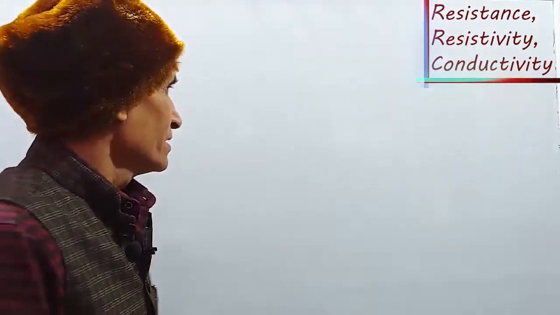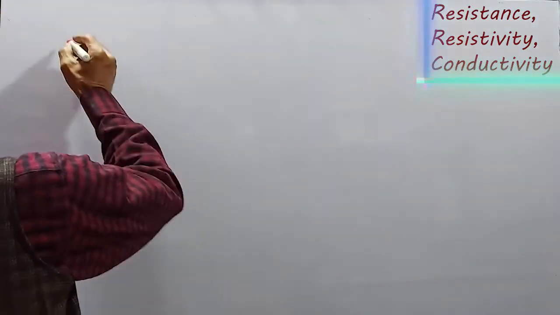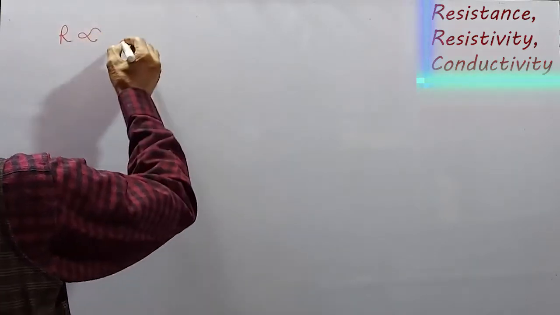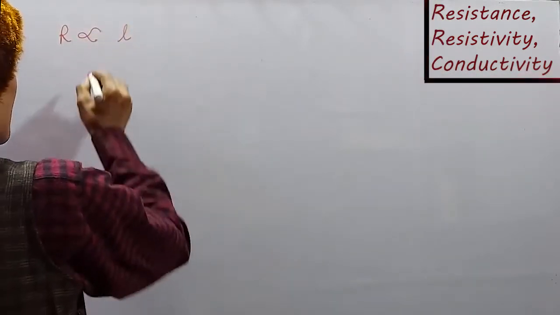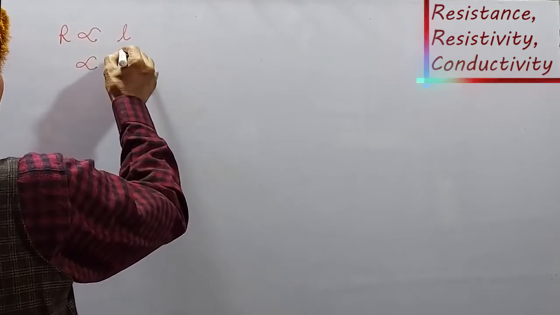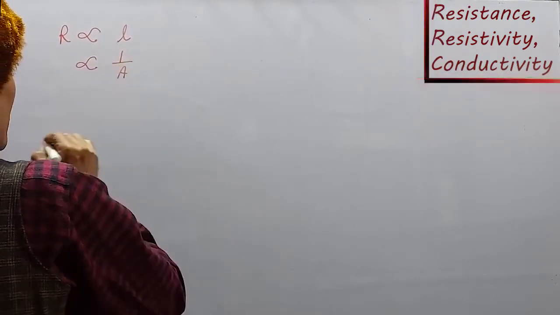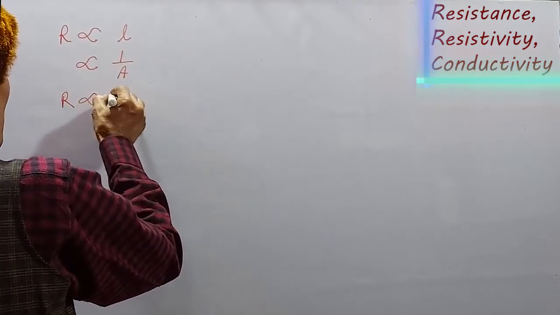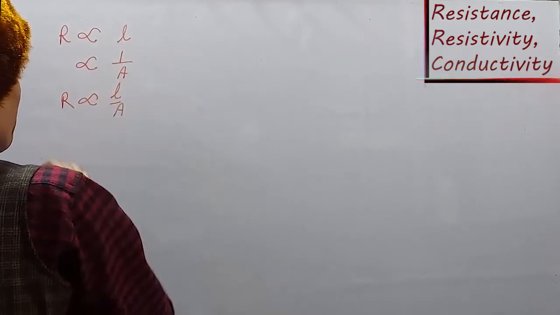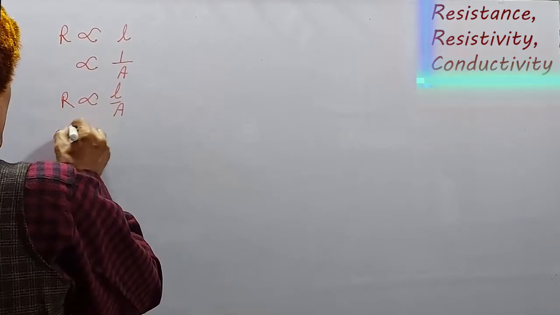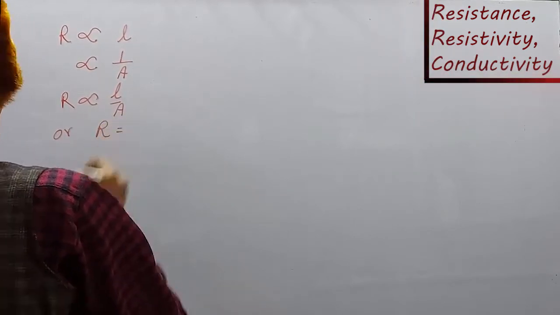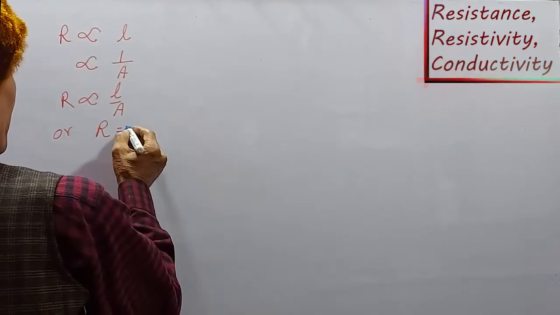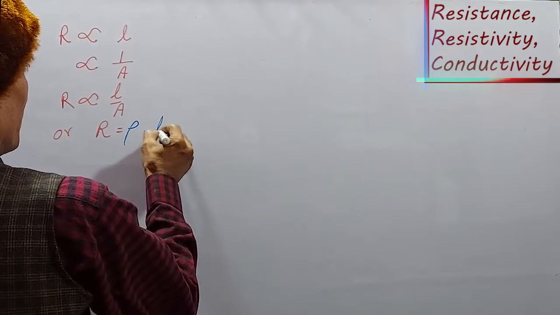Let us see the mathematical representation. If R is resistance, then R is directly proportional to the length of the conductor and inversely proportional to the area of cross-section. On combining these two, R is proportional to L by A, or we can write R equal to rho into L by A.